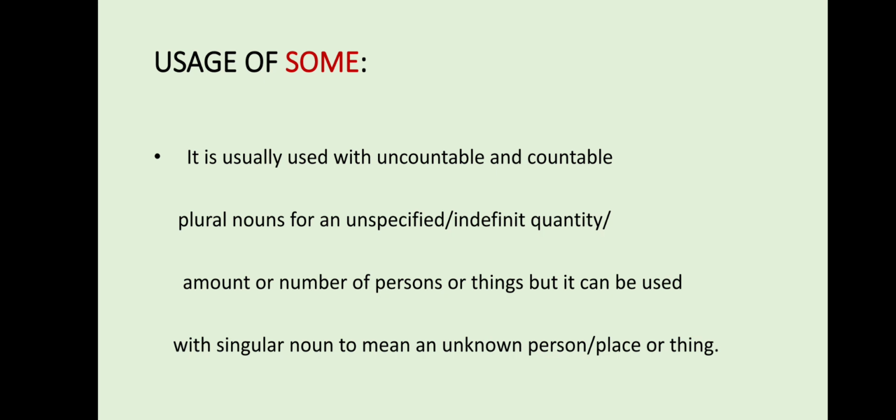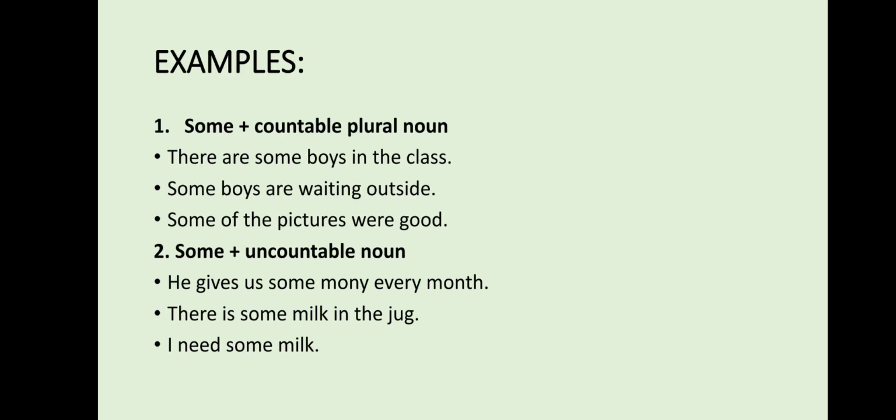Okay, here we understand that if we don't know the exact number of persons or amount of things, then we use some. Here some indicates the presence of persons or amount without specific quantity or number. So let's understand it with some examples.